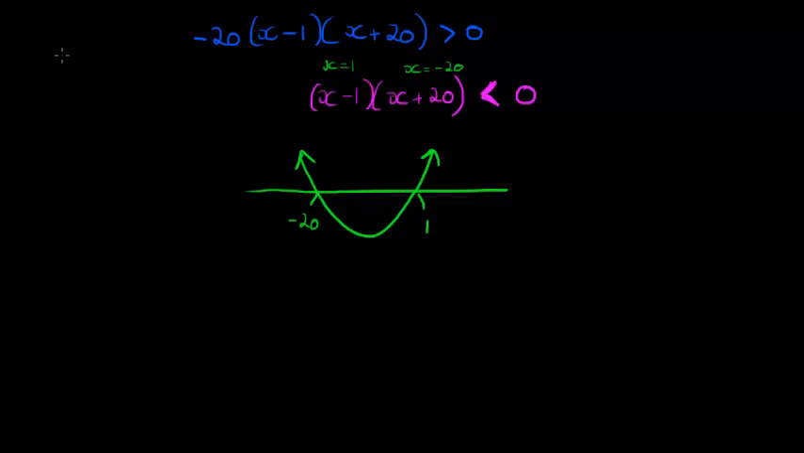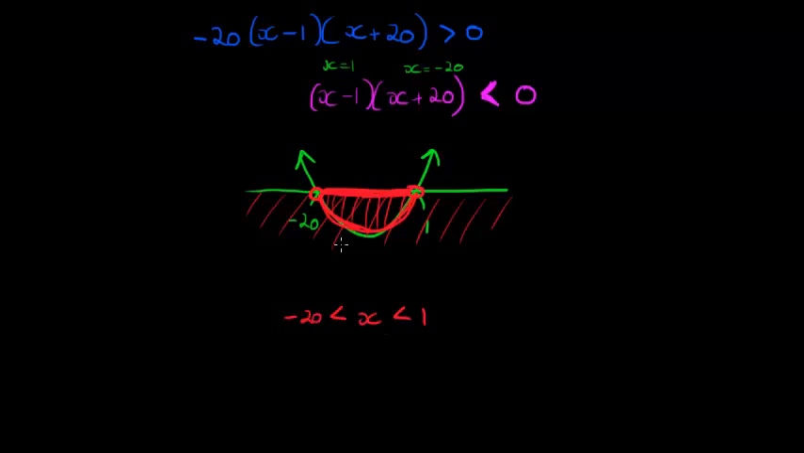So I want my graph to be smaller than 0, so I'm working with the bottom half of my parabola. That means I'm using the inside curve of my parabola, that part of my parabola. I'm not including 0. So which x values am I working with? Well, it's the x values between the two roots. So it's the x values between the two roots that's going to solve that for me. Which means that x is smaller than 1 but greater than negative 20. Come on, that is really so simple.